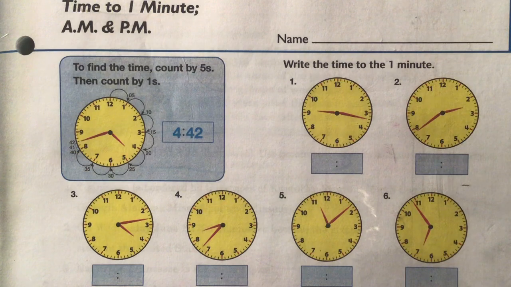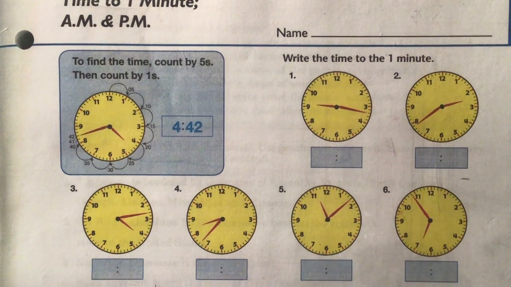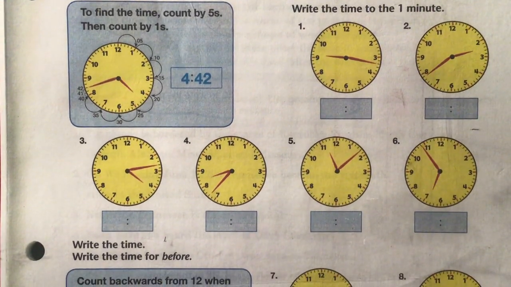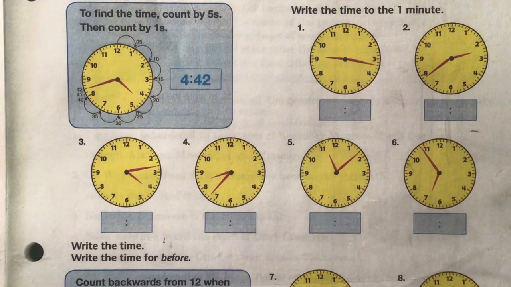We're in chapter 8 and we are talking about telling time to the 1 minute and also reviewing AM and PM. Today's worksheet is work text page 141. So find that page if you don't already have it out. You can pause the video to make sure we're on the same page.